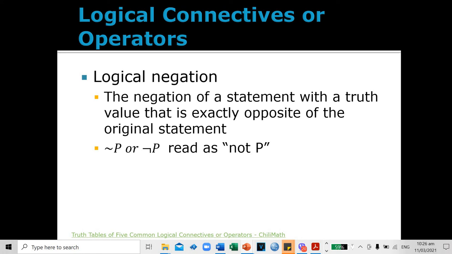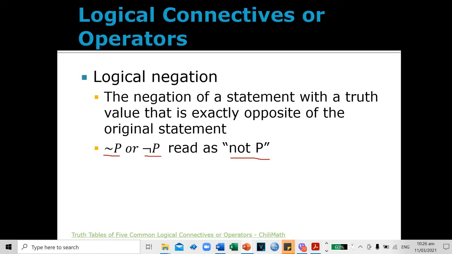So we start with logical negation. The negation of a statement has a truth value that is exactly opposite of the original statement. So it is written either this way or this manner. If you have difficulty writing the squiggle line, then you may have this way of writing. So that is read as not P.